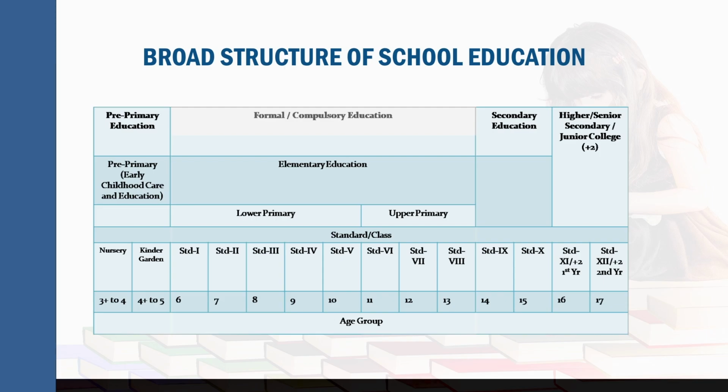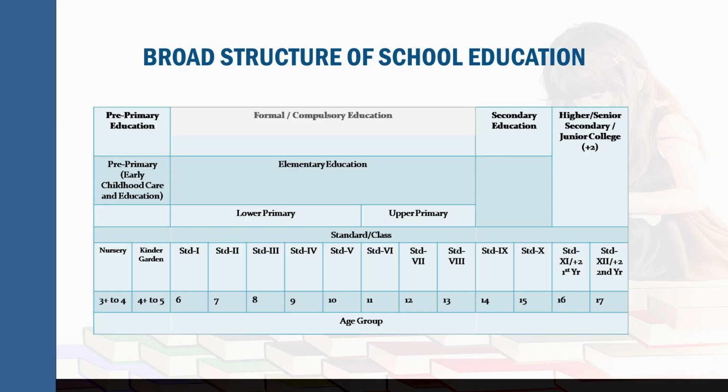Further we will discuss what the formal and compulsory education is and why it is called formal education. Then, secondary education is the third stage of education, and higher or senior secondary, which in many states is also considered junior college, called +2. So this is the fourth stage: pre-primary education, then formal or compulsory education, then secondary education, and higher secondary or senior secondary or junior college. These are the four different stages.